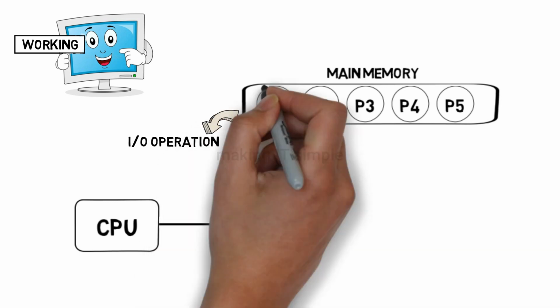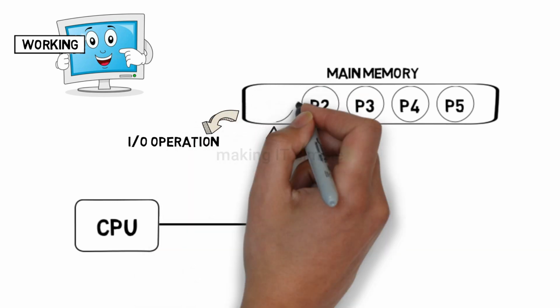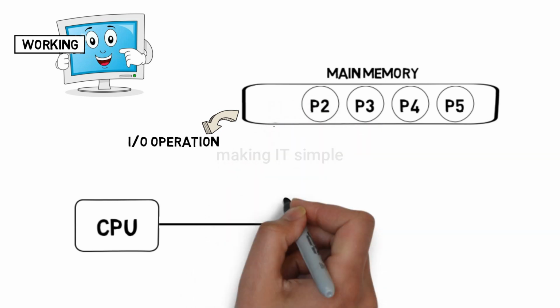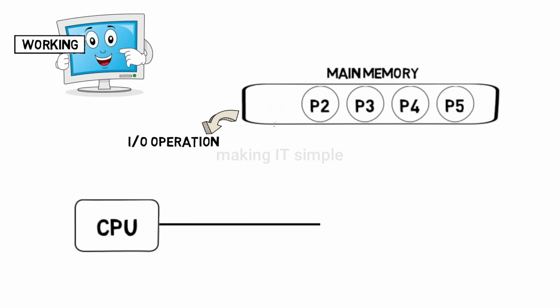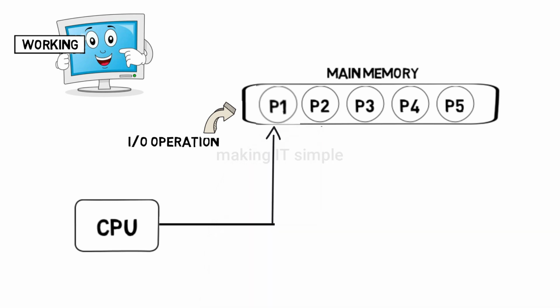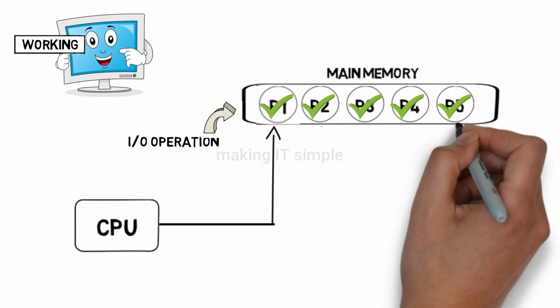If P1 is interrupted, then operating system assigns next job, say P2, to the CPU. The CPU then starts execution on P2. Whenever the P1 completes its operation and comes back for execution, CPU is allocated for that process and then P1 is executed. And then other processes are executed one by one in same fashion.